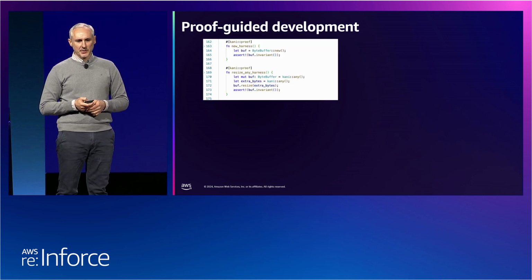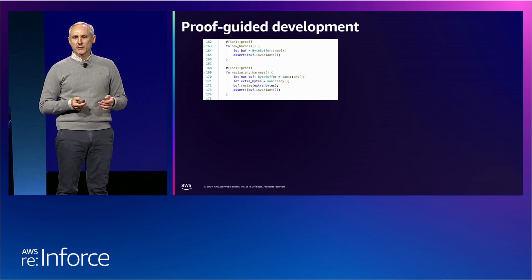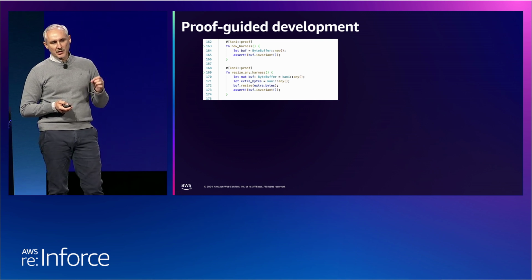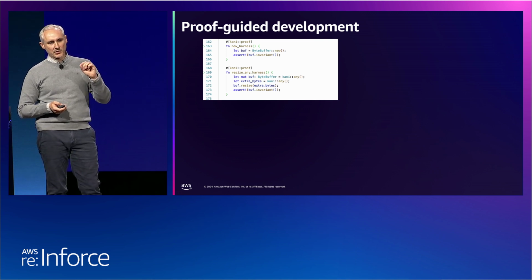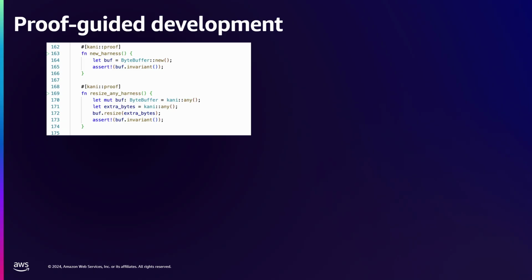So proof-guided development, you're going to start by writing a few proof harnesses. Let's say the following. For the new harness, you allocate a byte buffer using the new method, and you just assert that the buffer invariant holds. For the resize function, it's the same. Allocate any buffer non-deterministically, allocate any number of extra bytes you want to store in there, and invoke the resize method, and check that after any resize, the invariant is still maintained.